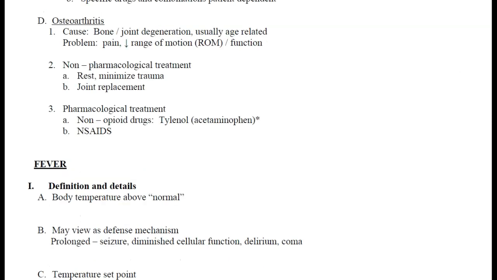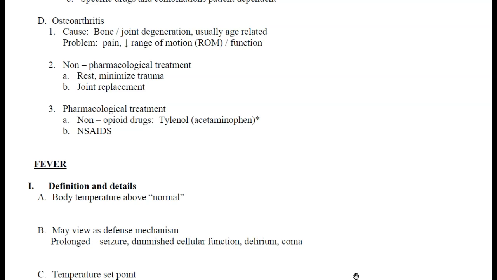Another inflammatory condition is osteoarthritis. So in this case, the complaint is often unilateral. In contrast to rheumatoid arthritis, which is considered autoimmune, where the body attacks itself, osteoarthritis is actually from wear and tear, oftentimes from repetitive activities that tear down the joints. So it causes bone and joint degeneration, and usually it is age related. So there's a higher risk the older we get.